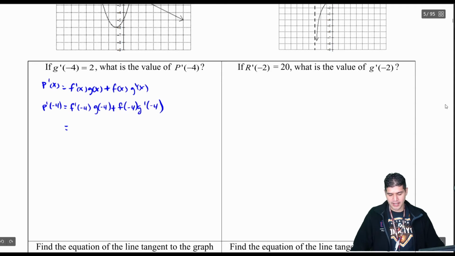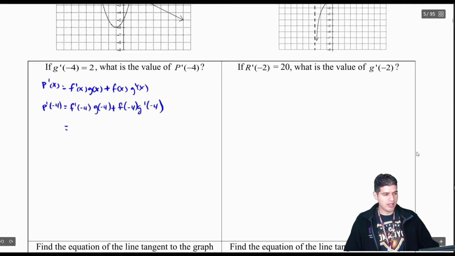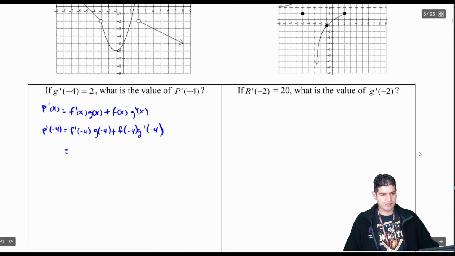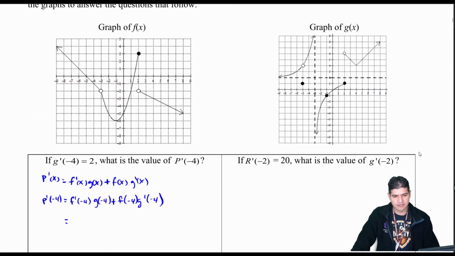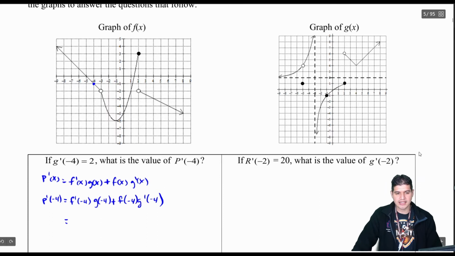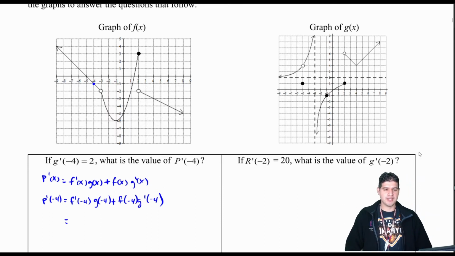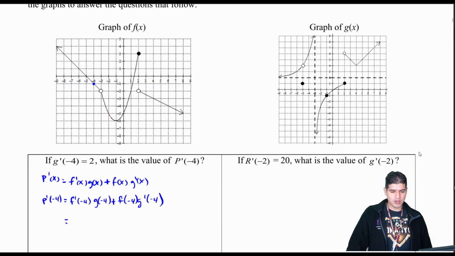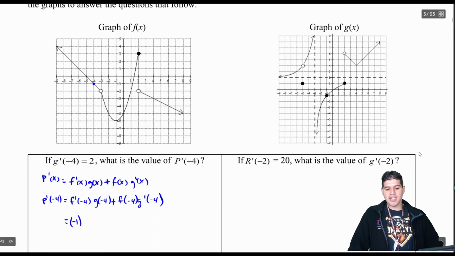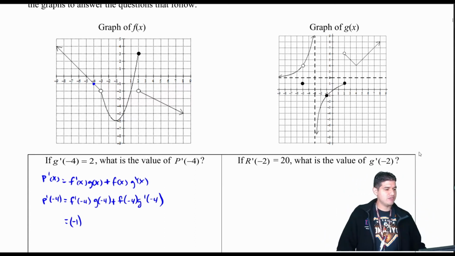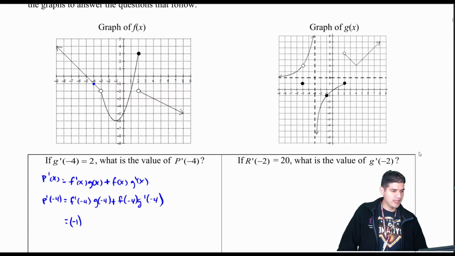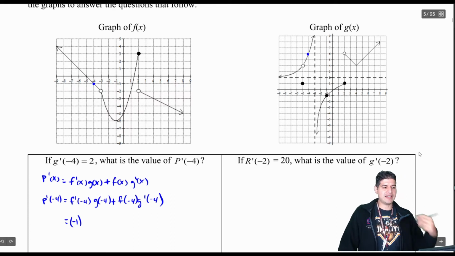So f prime of -4, all I'm going to do is I'm going to come up here to the graph of f. And here's -4 right there. And I need to get the slope. And since it's linear, the slope is going to remain constant. And that slope is going to be -1. And then g of -4. So now I'm going to look at this graph here. So g of -4, I'm looking at -4. And I just want the value at that point. So that's going to be times 6 over here.